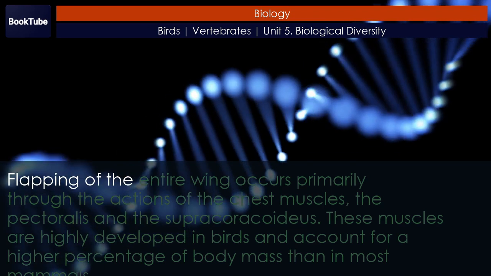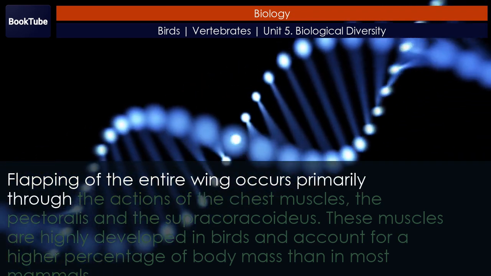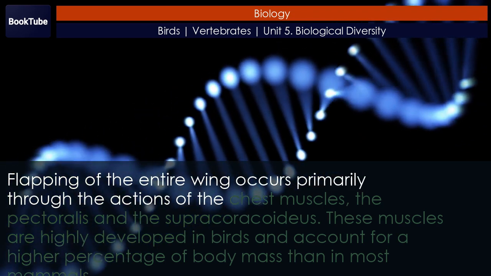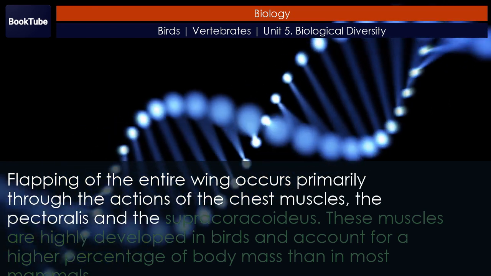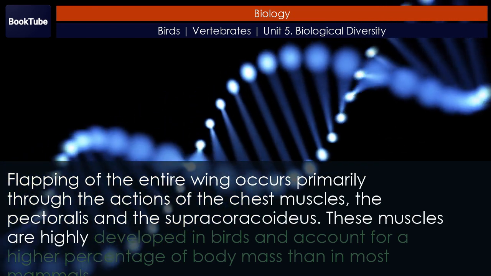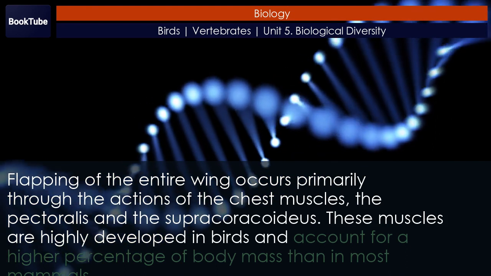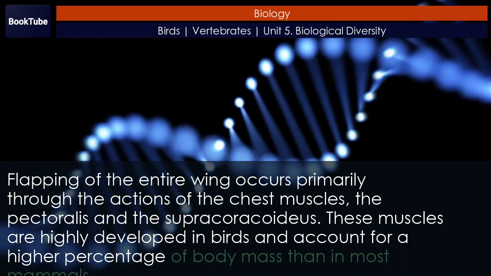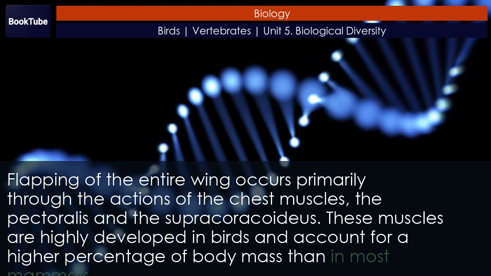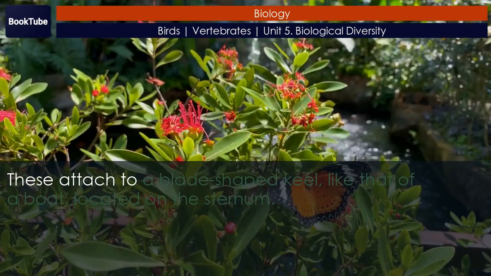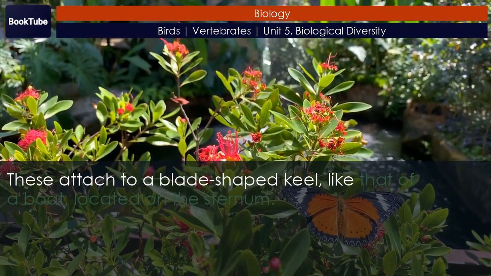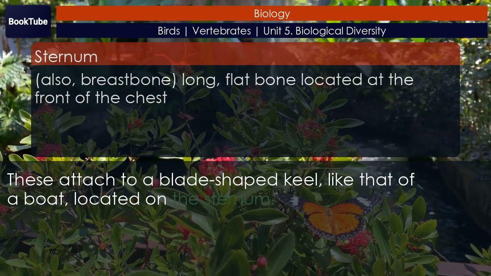Flapping of the entire wing occurs primarily through the actions of the chest muscles, the pectoralis and the supracoracoideus. These muscles are highly developed in birds and account for a higher percentage of body mass than in most mammals. These attach to a blade-shaped keel, like that of a boat, located on the sternum.